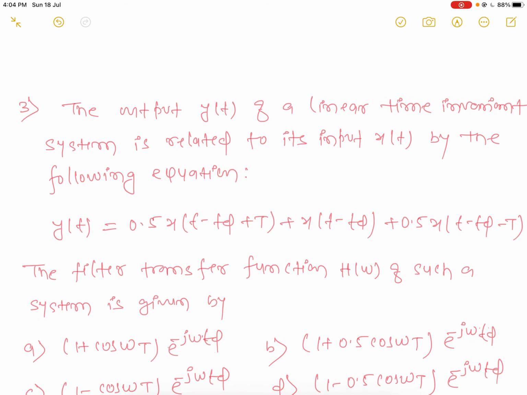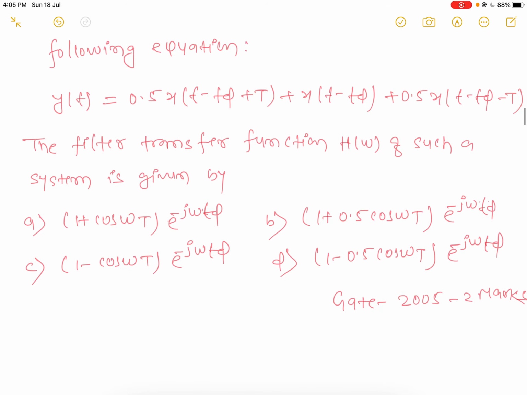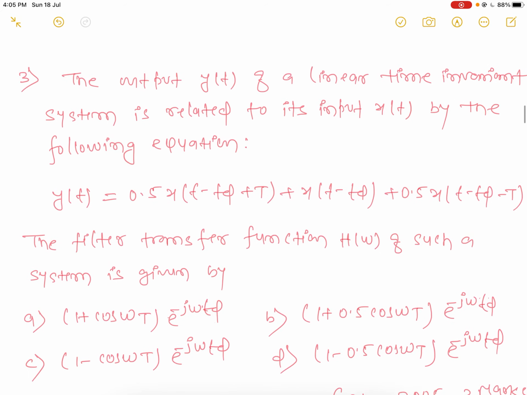Third question. The output y(t) of a linear time invariant system is related to its input x(t) by the following equation: y(t) is equal to 0.5 x(t minus td plus T) plus x(t minus td) plus 0.5 x(t minus td minus T). The filter transfer function H(omega) of such a system is? So check it. Filter transfer function means we have to find the output upon input. So here is the given relation between output and input.